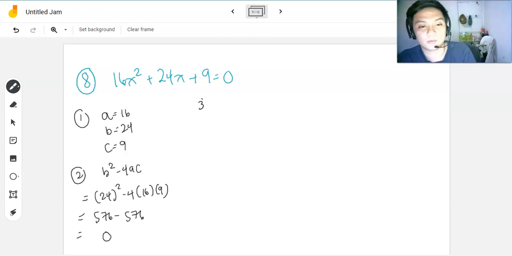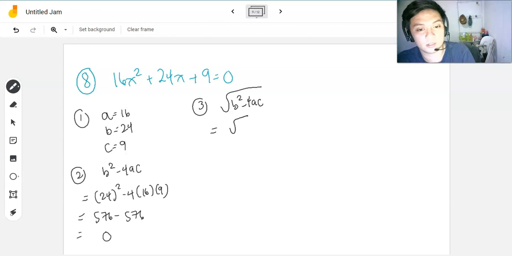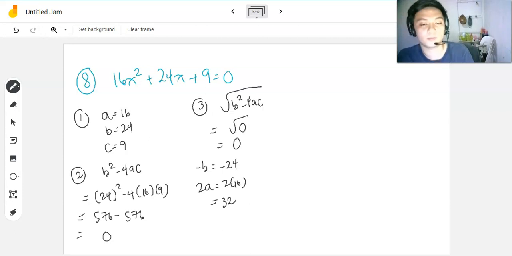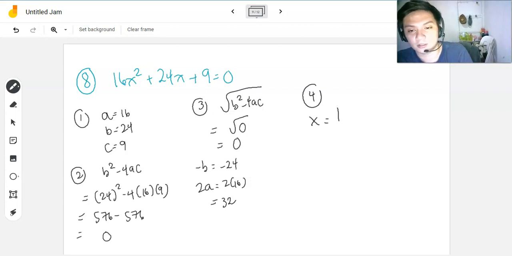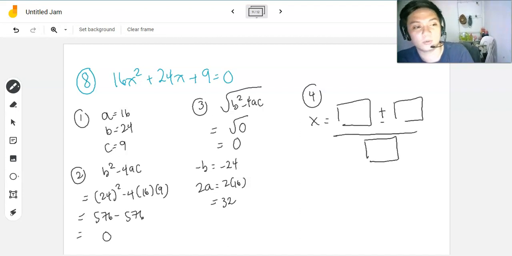So, pagdating sa step 3, ano ang square root ng discriminant natin, which we obtained in step 2? So, ano ang square root ng 0? Siyempre, 0. Kaya ano ang negative of b? Negative 24. Ano ang 2a? 2 times 16. So, we have 32. So, pagdating sa step 4, we have x equals, drawing ko lang muna yung mukha ko. Yan.